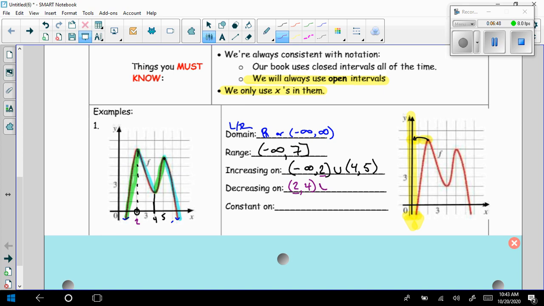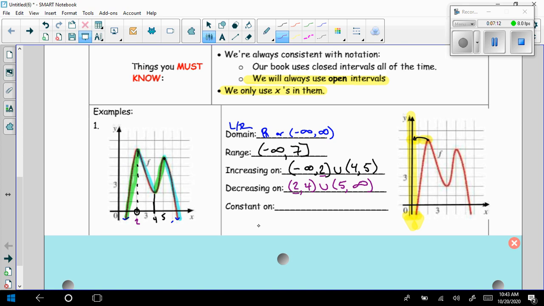This is why we use open intervals, because we don't really know which number that one is included in. It starts decreasing once again at 5. Again, that overlap of those numbers there, and it's going to go all the way to infinity. Okay, so that's your decreasing intervals on that one.